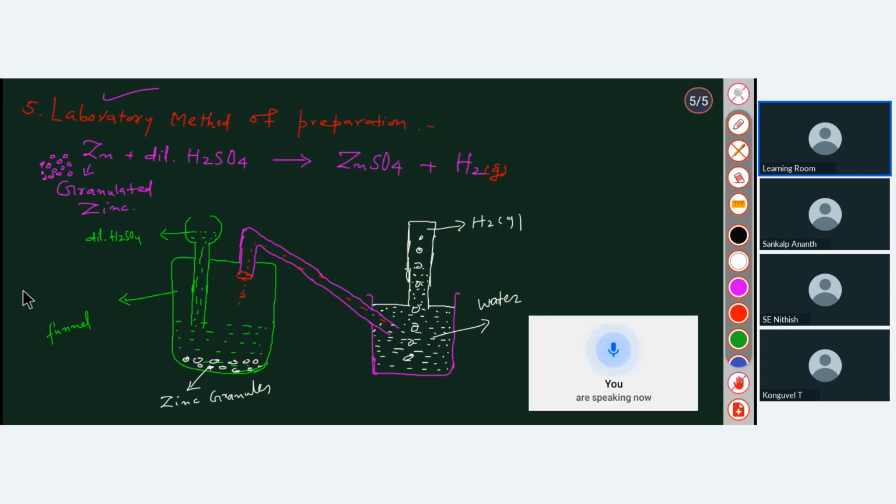Sorry, I told you here that this is known as a thistle funnel, but it's actually a little bit different. It is known as Wolff's bottle. We will write it here. W-O-U. No, it's not writing. Yeah, it is known as Wolff's bottle. I hope you will remember the name of this. This bottle is known as Wolff's bottle.